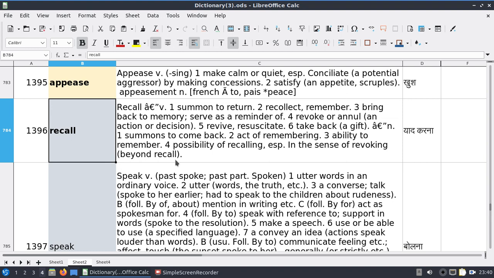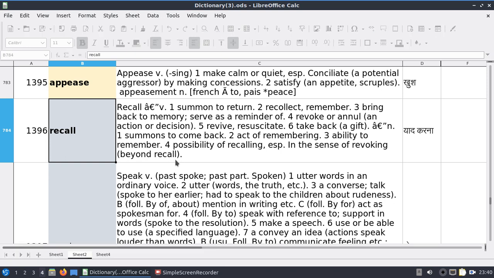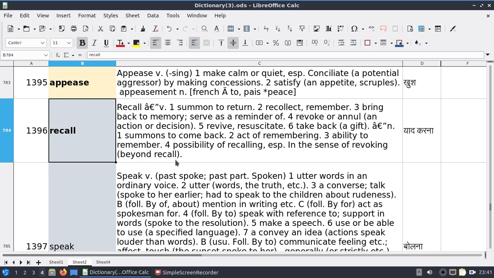Recall. One is recalling vehicles. The vehicle has got some problem. Then the manufacturer recalls the vehicle. That is bringing them back. Okay. The other reason is bringing back to memories. Vehicles are physical things. Bringing back to memory is also recall. You recall your early days, your school days. That means you are remembering back your school days.